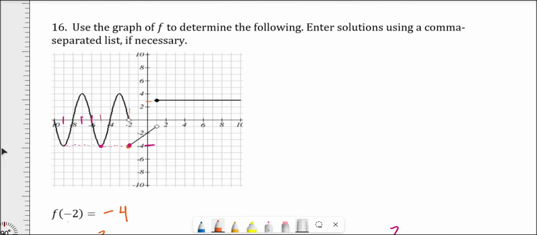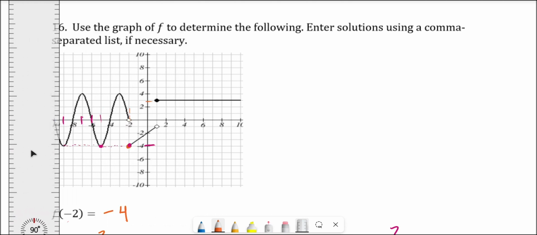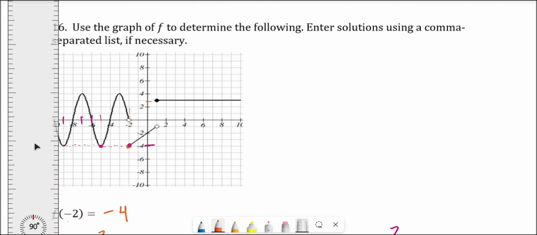Here we have something a little bit more complicated, where it would seem that we have several different rules being applied in different places. This looks like a constant, this looks like a non-constant line, and this looks like some strange wiggly curve. So is it a function? Well, I mean, that's not part of the question, but let's answer that question.